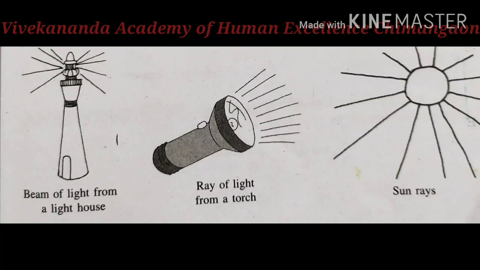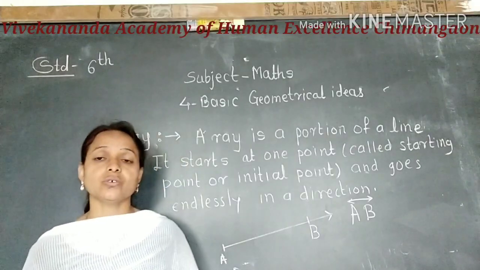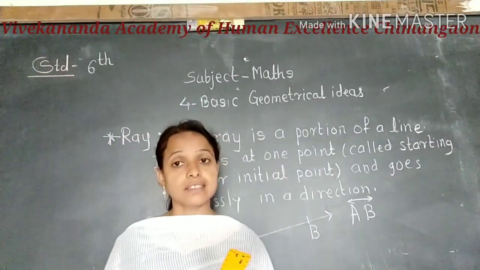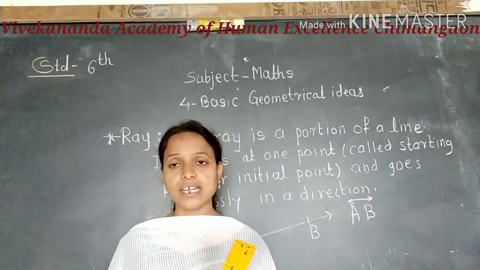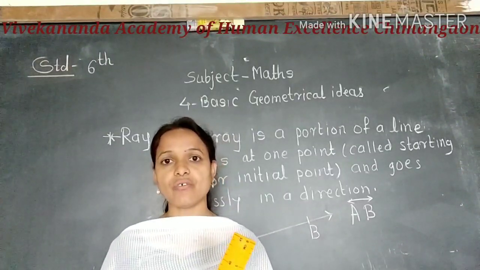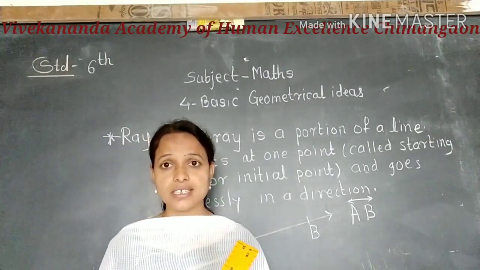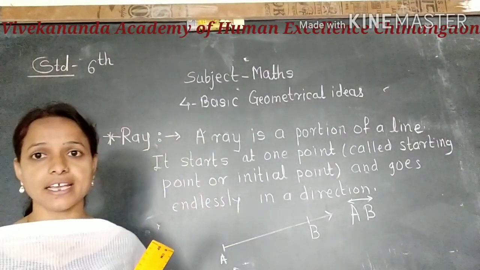Students, observe the given figure. First figure is a beam of light from a lighthouse. Second figure is a ray of light from a torch. And third figure is of sun rays. So, if you observe these figures, then you come to know that a ray is a portion of light.